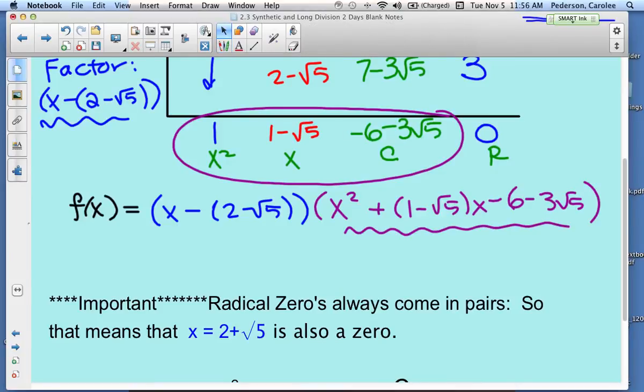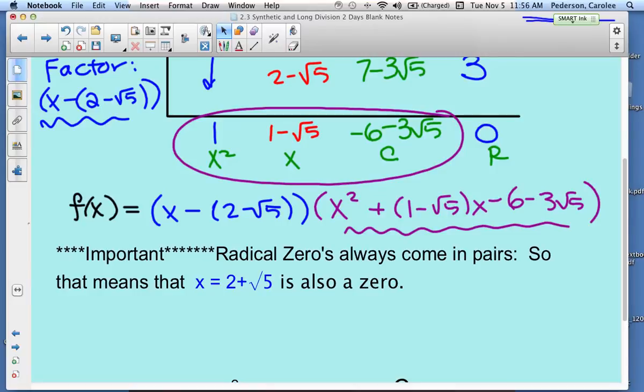Now please make sure you're aware of this. When you have a radical 0, you're going to get another radical 0 at the opposite sign. So if this one up here was 2 minus the square root of 5, you're going to have another one at 2 plus the square root of 5. So we're going to factor out this from the purple function.